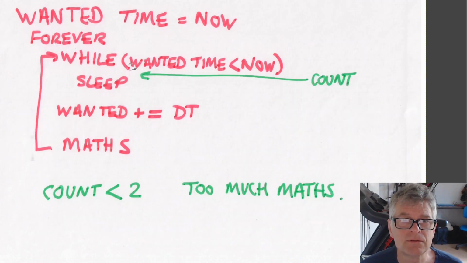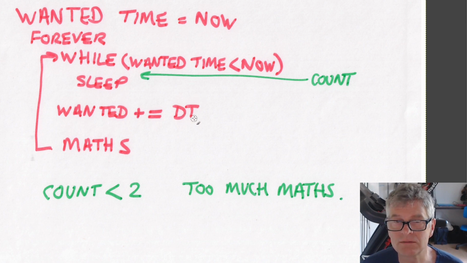Here's a little bit of pseudocode that explains my thinking in terms of how to create an oscillator. So what I do is I look for something called wanted time. Wanted time is when I'm going to need the next sample. I set wanted time to be now, and then I loop forever, so my oscillator is going to run forever. Whilst the wanted time is less than now, so now is the time that I measure immediately in the code, I sleep. Well, we've already set wanted time to now, so it's just going to drop through. Once it's dropped through, I add on to the wanted time dt.